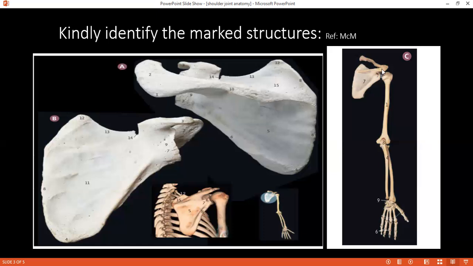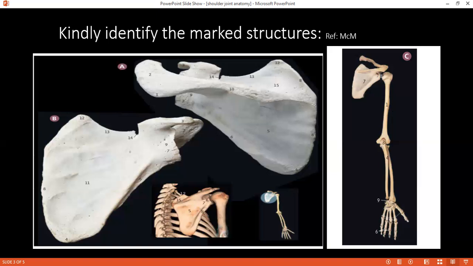All right, we are moving here. Which bone is this, number one? The humerus. On the humerus, there are certain spaces. Can you tell me the boundaries of the quadrangular space, please? The quadrangular space is bounded laterally by the humerus, medially by the long head of triceps, superiorly by the lower border of the teres minor, and inferiorly by the upper border of the teres major.